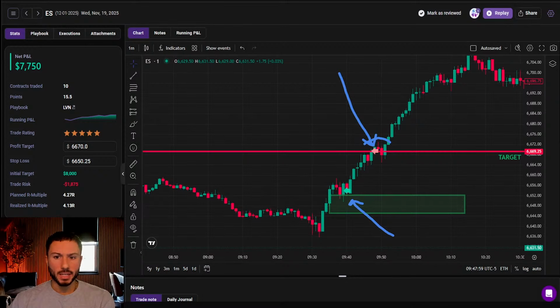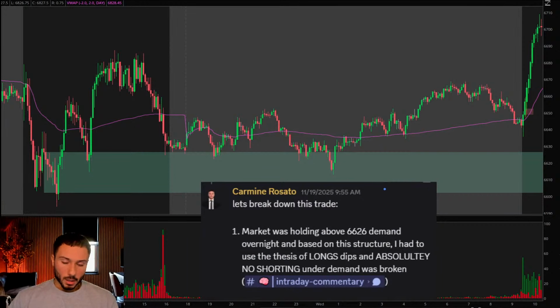I target the 70s, and I put my stop loss under the 50s. So it's about 4 points of risk for a 16-point reward, giving me that 4-to-1 risk to reward ratio. And I'm long in the pullback here, selling into the strength. So let's break down the setup.